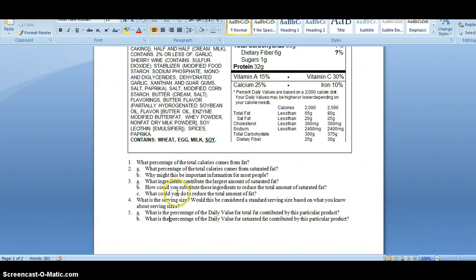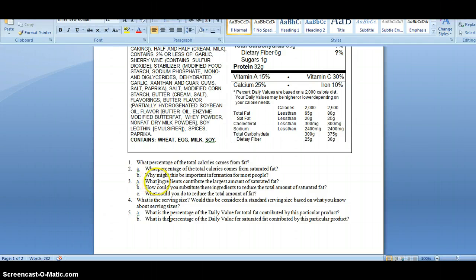Now, they want to know in this question, why might this be important information for most people? So why is it important for most people to know how many calories come from saturated fat? That answer you can find in your textbook.